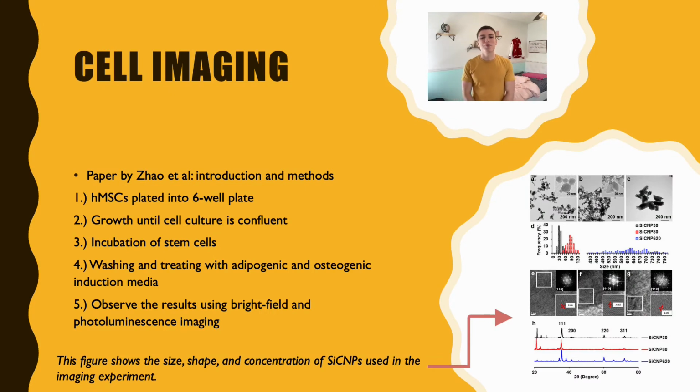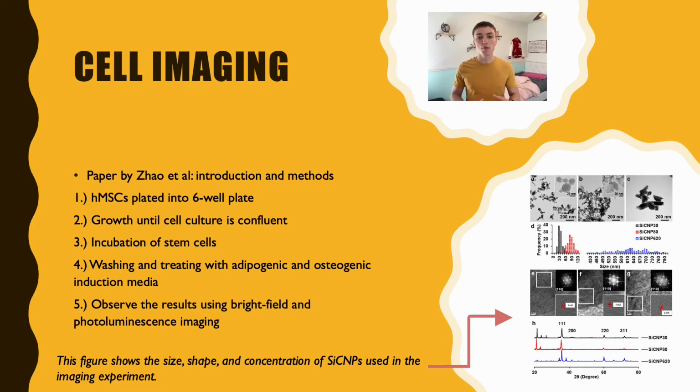So one of the really cool applications of silicon carbide nanoparticles is cellular imaging, and there was actually a really cool paper outlined by Zhao et al. In which they labeled human mesenchymal stem cells with silicon carbide nanoparticles, and they used it to observe the life cycle and morphology of those cells. To do this, they plated the human mesenchymal stem cells into a 6-well plate, and they grew the cells until they were fully confluent, which means they covered the entire culture vessel. Then they took 2 milliliters of the silicon carbide nanoparticles, and they added that into the cell media at different concentrations.